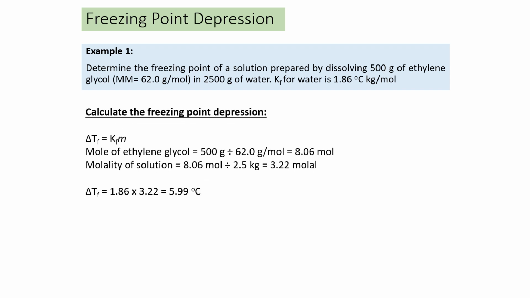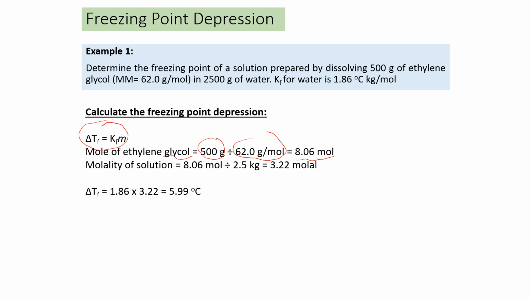An example here on how to calculate the freezing point depression. Determine the freezing point of a solution prepared by dissolving 500 grams of ethylene glycol in 2500 grams of water, and the Kf for water is given here as 1.86 degrees C kilogram per mole. What we need to do first is calculate the freezing point depression by using the formula delta Tf equals Kf times m. But first we have to find the moles of ethylene glycol. We already have the mass and the molar mass, so the mass divided by the molar mass gives the moles of ethylene glycol.